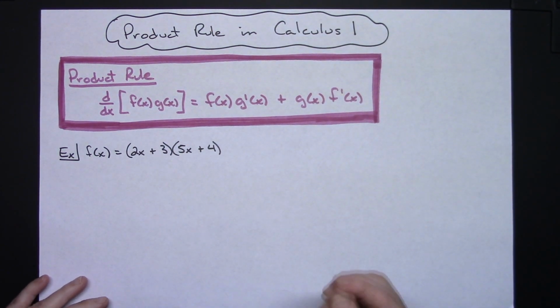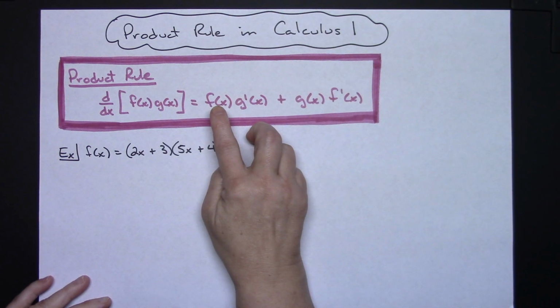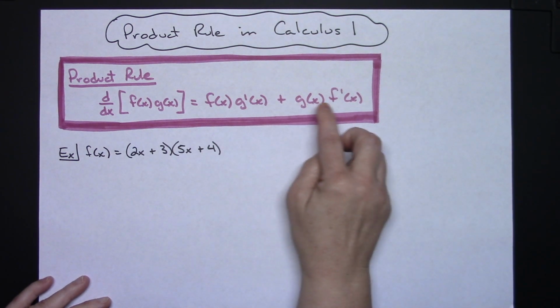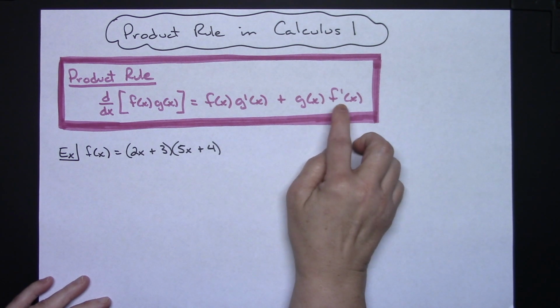You're going to do this by using the formula: taking the original first function, multiplying it times the derivative of the second function, and then adding to that the second function multiplied by the derivative of the first function.